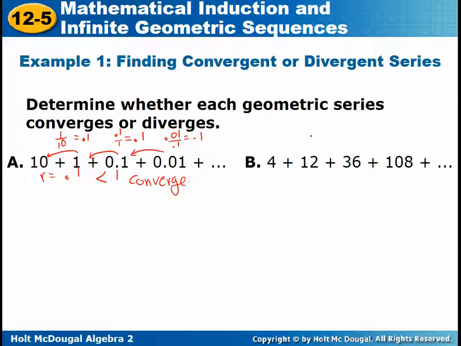In B, our common ratio, let's see, 12 divided by 4 is 3, and 36 divided by 12 is also 3. So our common ratio is 3, which is greater than 1. So this example would be a diverging series.